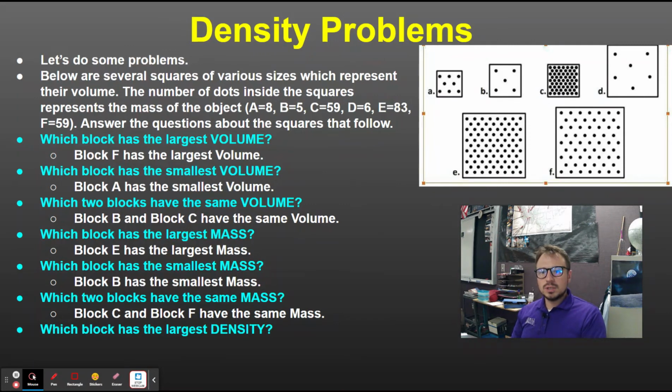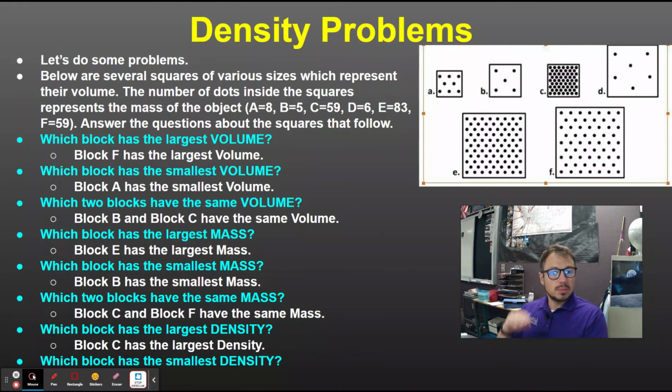Now, which block has the largest density? That would be the one where they're the most tightly packed. That's going to be block C. Now, which block has the smallest density? We'll look at how far apart the dots are in them, right? Which one has the least amount? They're the farthest apart. That's going to be block D, which is going to have the smallest density.